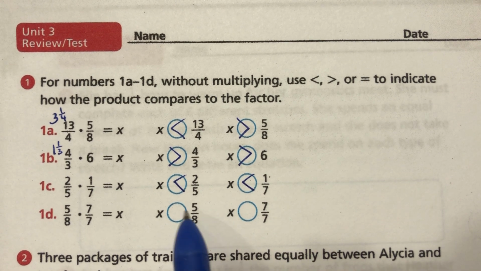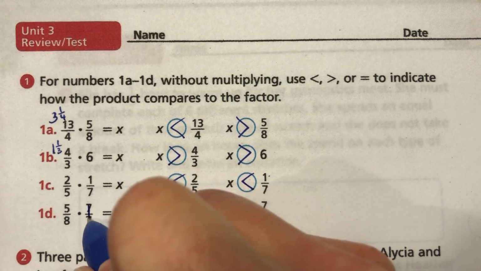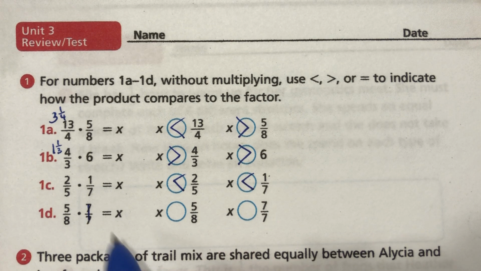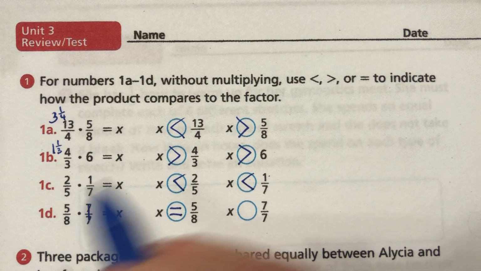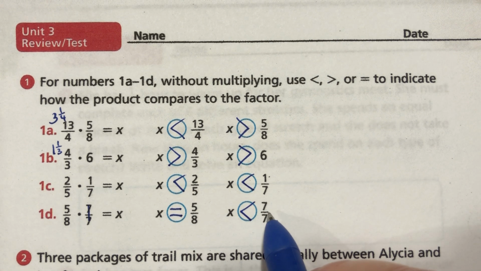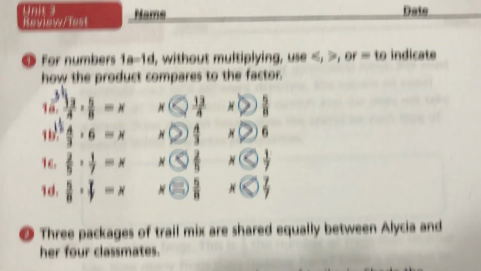For 1D, x compared to 5/8. 5/8 is being multiplied by 7/7, and 7/7 is equal to 1. So 5/8 times 1 is going to be 5/8, right? X is going to equal 5/8. Now compared to the 7/7, or 1, 1 is being multiplied by 5/8, which is less than 1. So x will be less than 1. And if we already know the answer is 5/8, isn't 5/8 less than 7/7? Yeah, so we know we're right. All right, number 1 down.